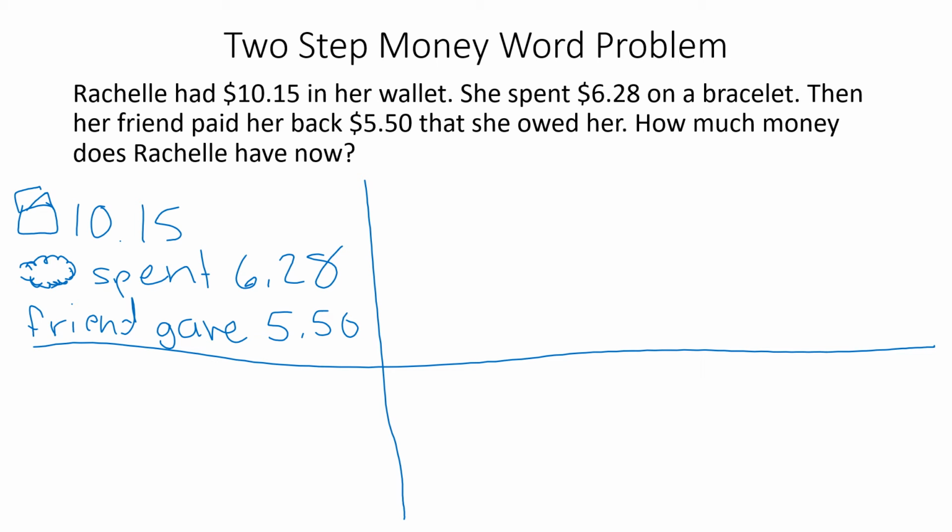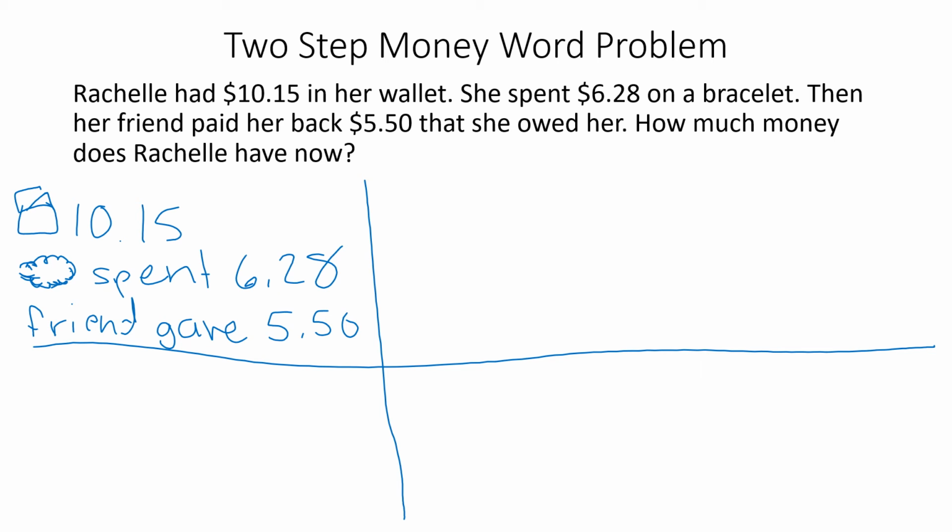So the first thing I did was I set up my workspace. I knew that in reading this problem and understanding what it was asking me, it'd be a two-step word problem. So I chose my Foursquare. I wrote down the information I knew. She had $10.15 in her wallet. Then on a bracelet, she spent $6.28. And then her friend gave her $5.50. So the first step I need to do is solve how much money she has left after she buys that bracelet.